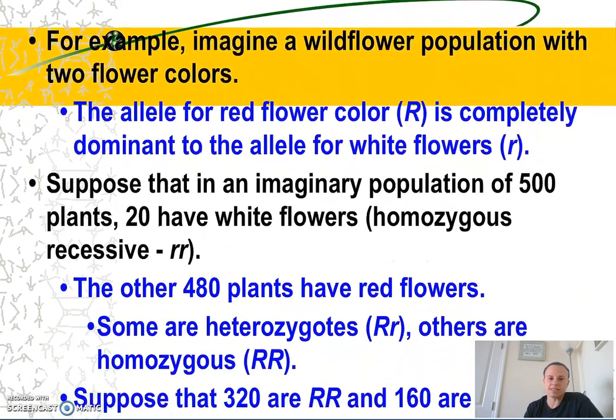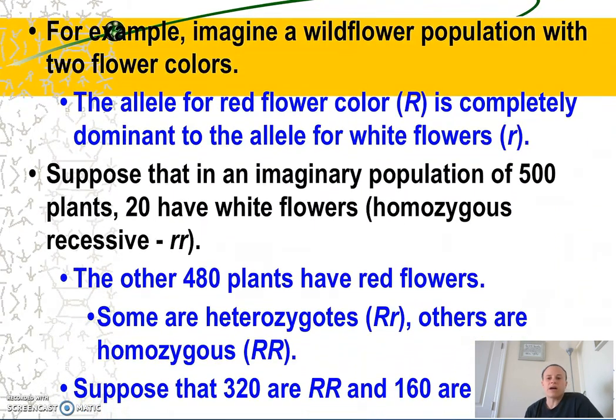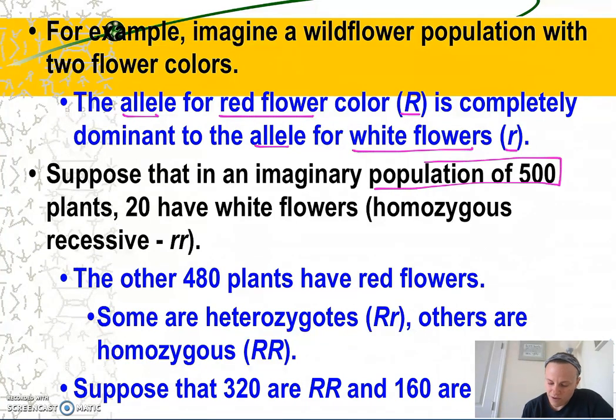So let's take a look at an example. Imagine we have a wildflower population with two flower colors. Let's imagine that the allele for red flower color is completely dominant, represented by a capital R, to the allele for white flowers, represented by a lowercase r. Now let's say that we've got a population of 500 flowers, and in that population, 20 of them are white, meaning that they are homozygous recessive. So that leaves 480 plants that have red flowers.